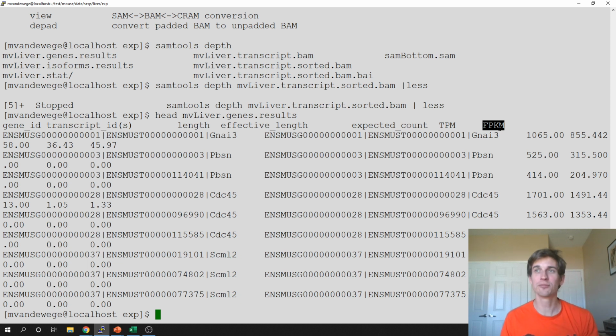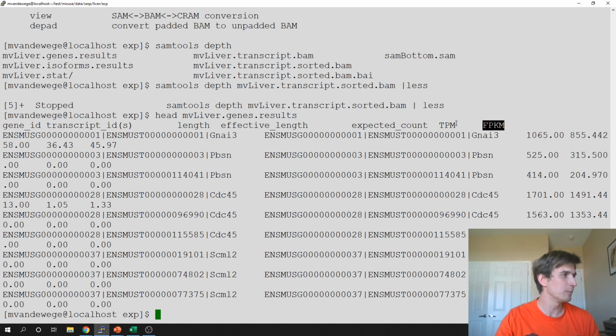This normalization allows us to directly compare, or somewhat directly compare, reads from a library of 2 million versus a library of 10 million, right? We're just kind of taking percentages to some degree from there.